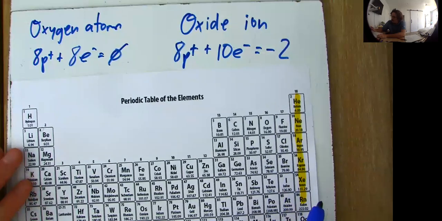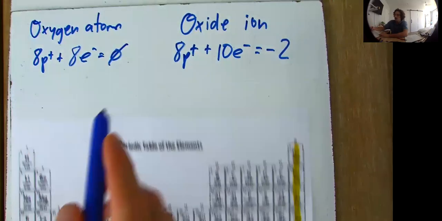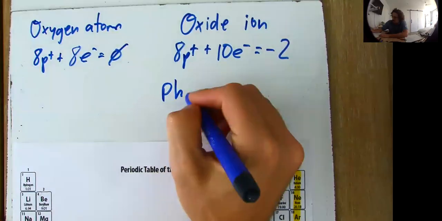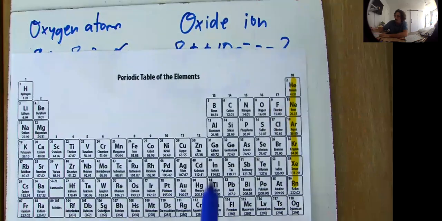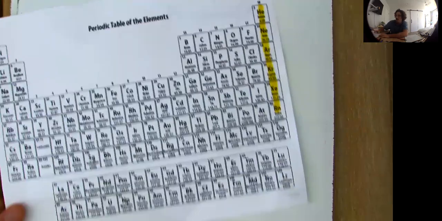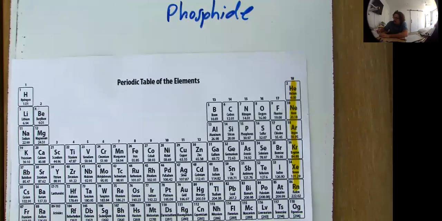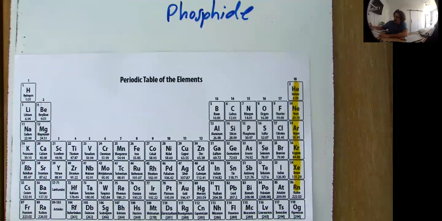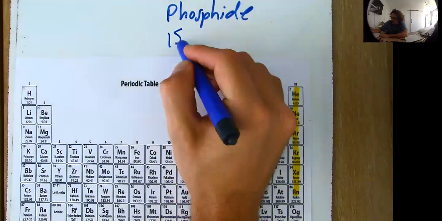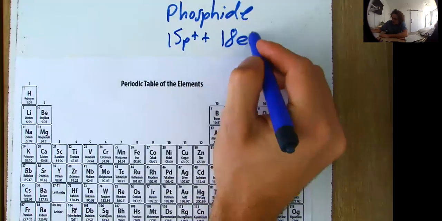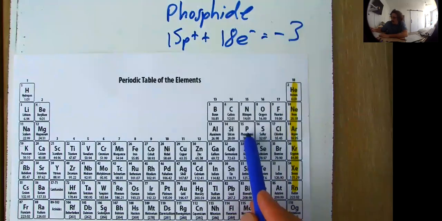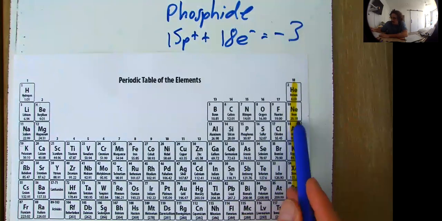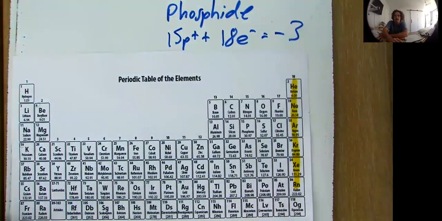Why don't you do this one right here as an example? Try and work this one out. Phosphide ion, P number 15 for phosphide ion. Go ahead and work that one out. Pause the video if you need. But the answer looks like this. Phosphide has 15 protons, but it has 18 electrons with a -3 charge because it's gaining 3 electrons to have the same number of electrons as the closest noble gas. So that's the trend that we're learning.